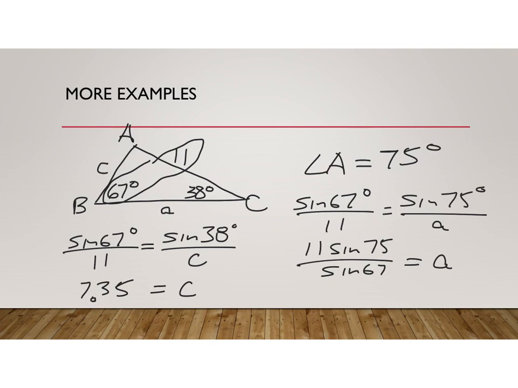And that would be about 11.5. Once again, largest angles opposite the largest side, smallest angles opposite the smallest side, and it looks good.